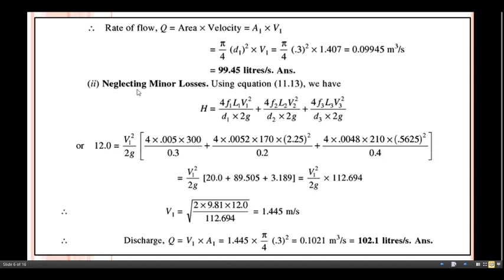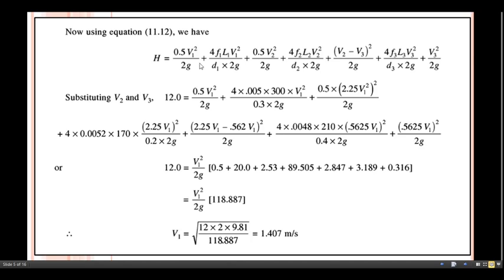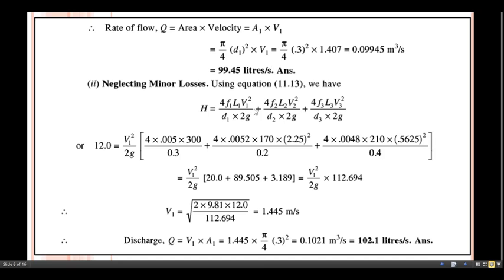Now if you neglect the minor losses, if you neglect these terms, only these three terms will remain. Now consider these three terms and find the value for the discharge. If you observe this relation once again, the values for v2 and v3 in terms of v1 are already known, so just substitute here. If you look at this equation, only v1 is unknown. Do the calculations and get the value for v1. In this case, we get v1 as 1.445 meter per second.